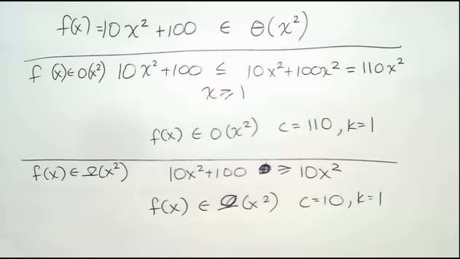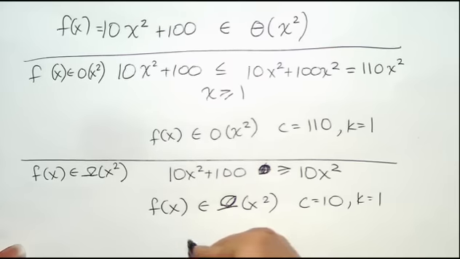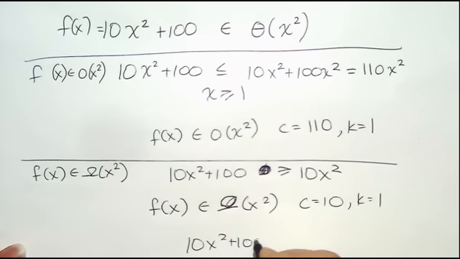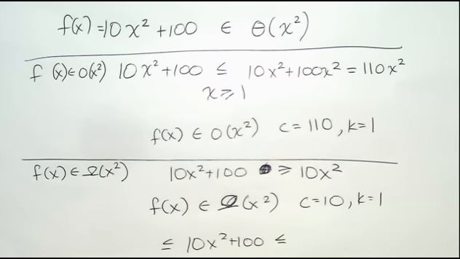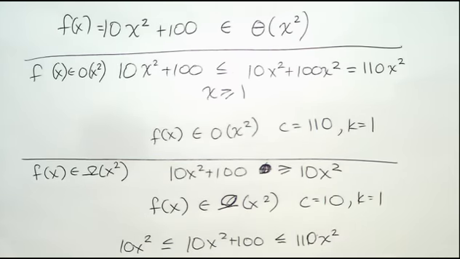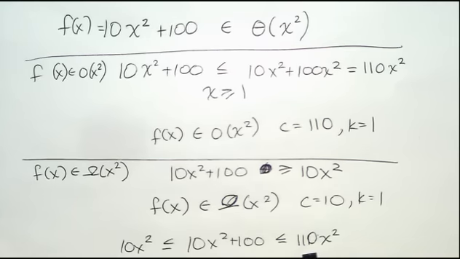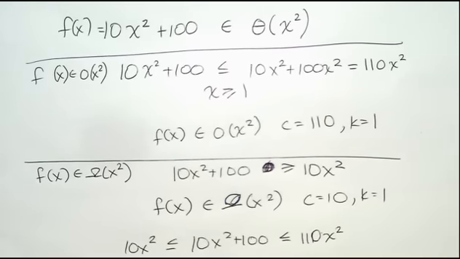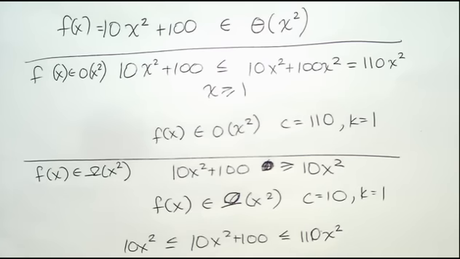So what we've just done is we've actually bounded 10x squared plus 100 on the top and on the bottom. So on the bottom, it's bounded with 10x squared, and on the top, it's bounded with 110x squared. So what that would look like on a graph is that I could draw all those functions, and if I draw 110x squared, it'll always be above this one, and if I draw 10x squared, it'll always be below it. So I've sandwiched my function in between those two, and therefore they grow at very similar rates.